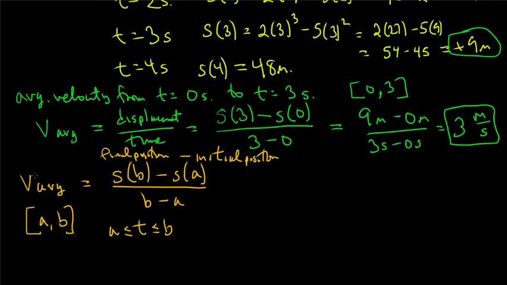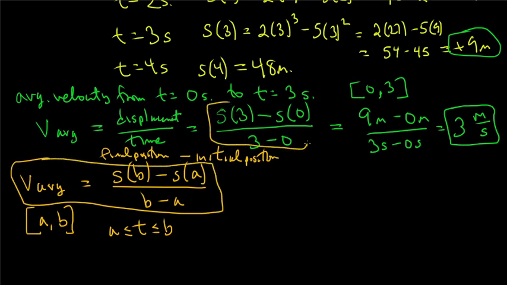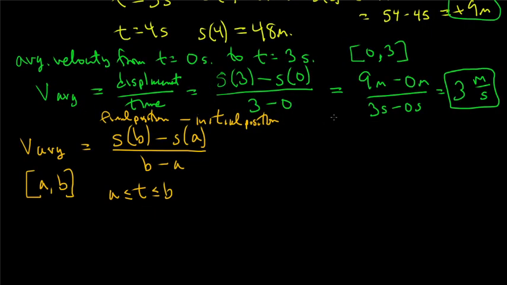Keep this formula in mind because we're going to use it over and over again. In fact, we already used it here for the particular case when a is 0 and b is 3. So let's use two different times. Let's suppose a is 2 seconds and b is still 3 seconds. It's a different time interval, so we expect to get a different average velocity.